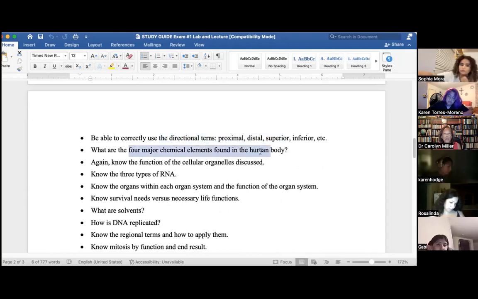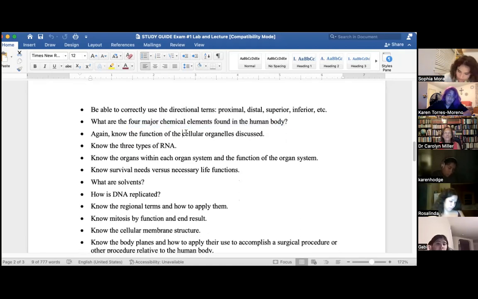The 4 chemical elements found in the human body: carbon, hydrogen, and oxygen. And nitrogen is the 4th one. And nitrogen is found in proteins and nucleic acids, DNA and RNA. Again, know the function of the cellular organelles. I reviewed that with you.